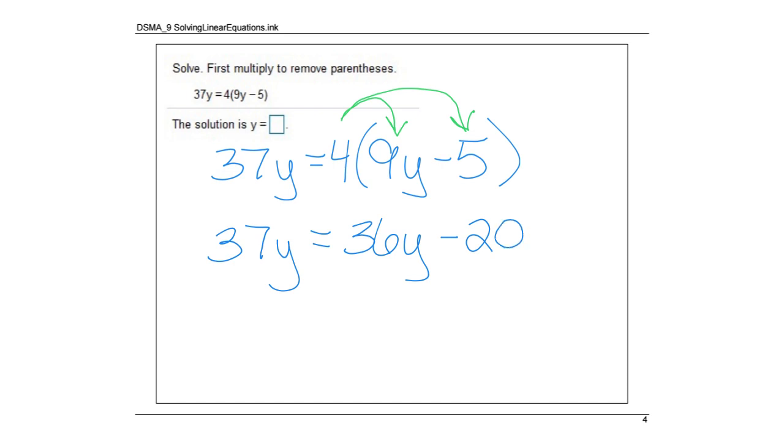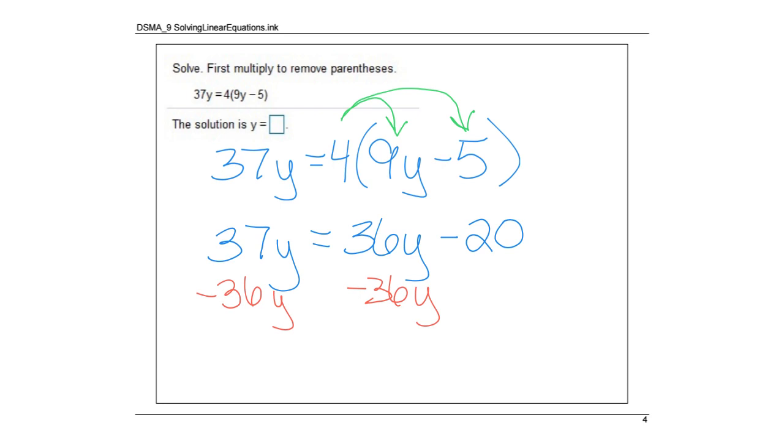Okay, so we took care of distributive property, but now we need to see if we can clean anything up. Doesn't look like it. On the left-hand side, we just have a variable. On the right-hand side, we have a variable and a number, so there's nothing we could do there. But we can move our variables over. So I'm going to move the 36y over to here.